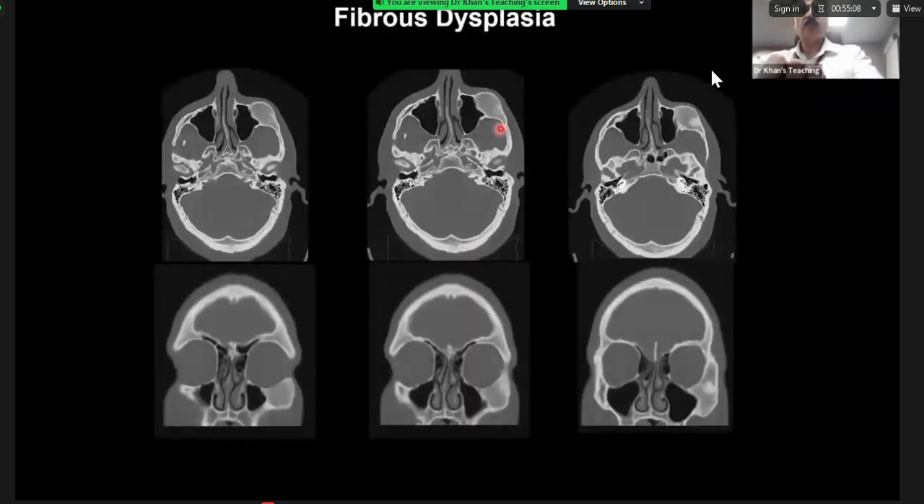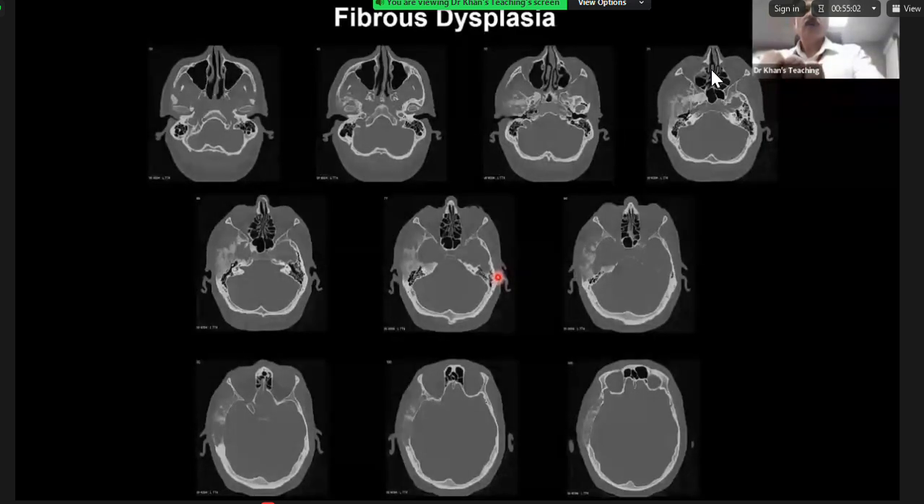This is another CT scan, fibrous dysplasia of the zygoma. And look at this one. This is fibrous dysplasia, partly sclerotic and partly lipid. So this should not worry you. Look here. How do you differentiate between Paget's disease and fibrous dysplasia is something for the exam.